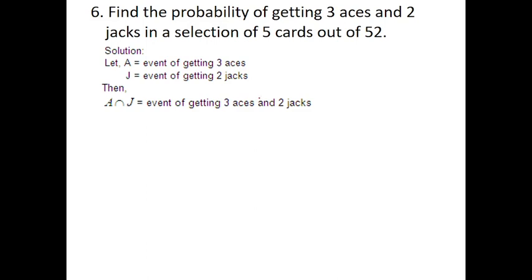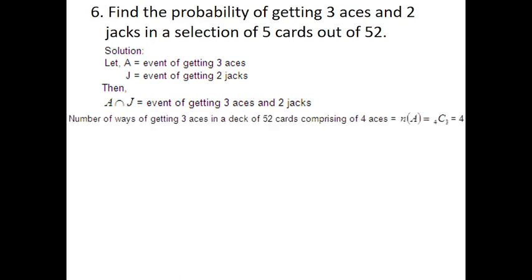Now, in that case, the number of ways of getting 3 aces in a deck of 52 cards comprising of 4 aces is equal to 4C3. Okay. Number of ways of getting 3 aces in a deck of 52 cards comprising of 4 aces.